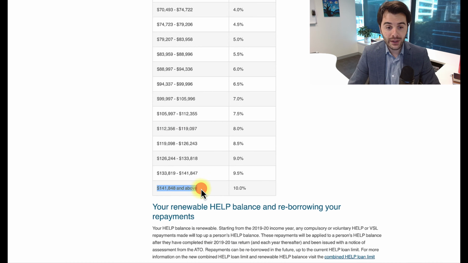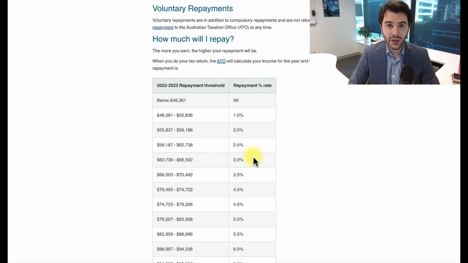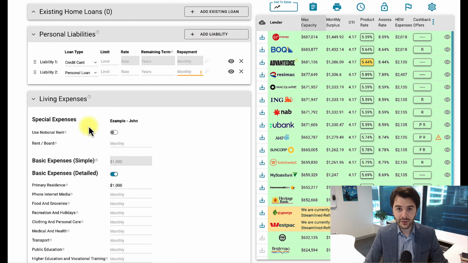So if you're earning $150,000 per annum, the repayment to the HECS will be $15,000 per annum. That's 10% of your income. And this is what the bank will use in their assessment. So if you only have a few thousand owing, you might actually find that by closing off your HECS, it'll increase your borrowing capacity significantly.